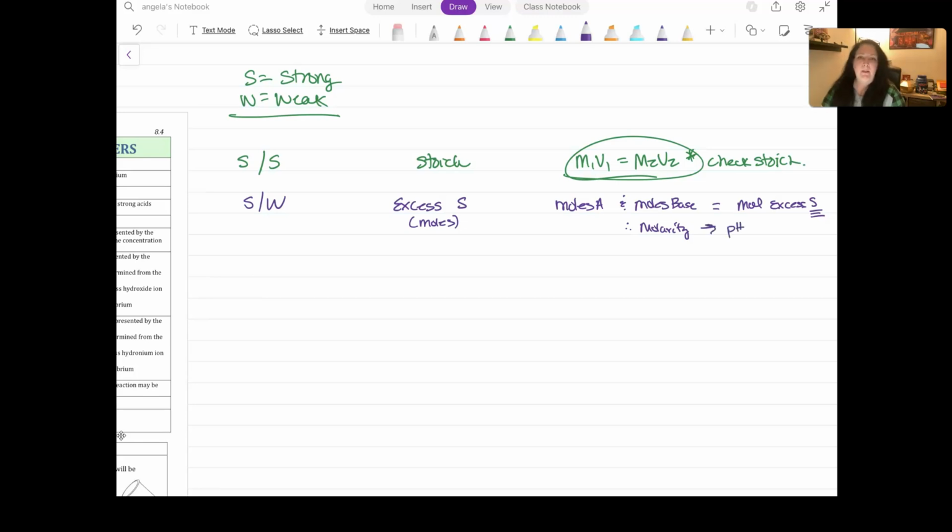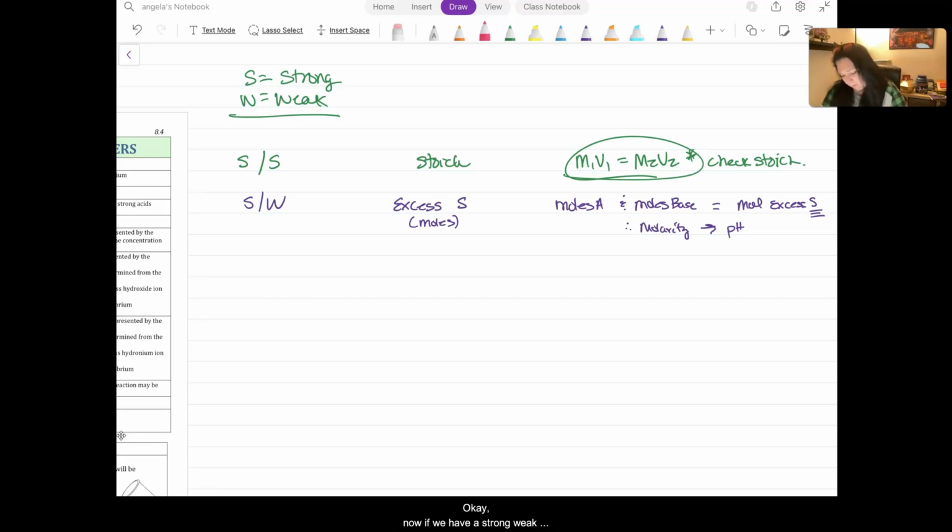Okay. So if you have excess of the strong, you've got to get the moles of everything. H plus and OH minus, that's in a 1-to-1 ratio. It'll give you your water. And so if you have whoever's strong, it doesn't matter if it's the acid or the base, whoever's strong that's left over, that number of moles is what is going to be contributing to your pH, okay?